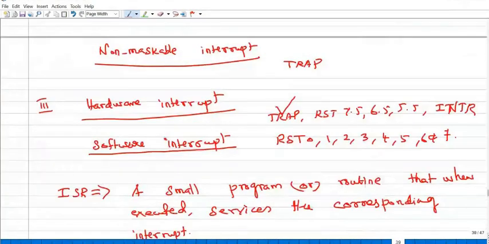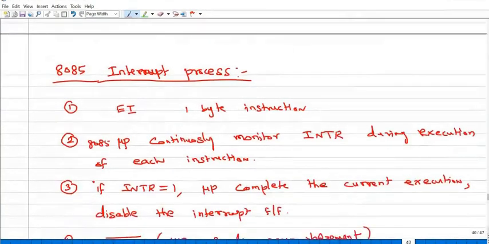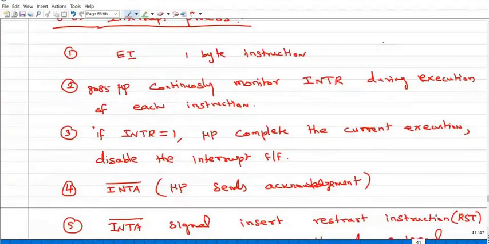So how does the microprocessor handle the interrupt? While executing each and every instruction, the processor checks the INTR pin of the microprocessor. And before that, we have to enable all the interrupts by executing the instruction enable interrupt. Then the processor monitors the INTR line every instruction. If the INTR line is high, then the microprocessor completes the current execution and sends the interrupt acknowledgement signal.